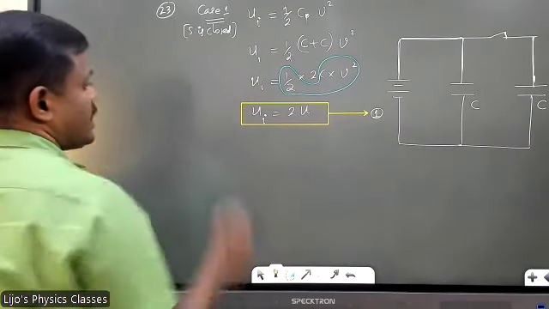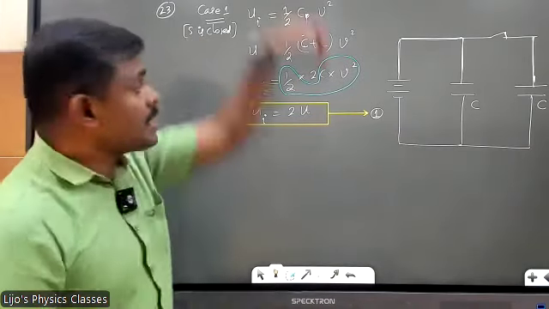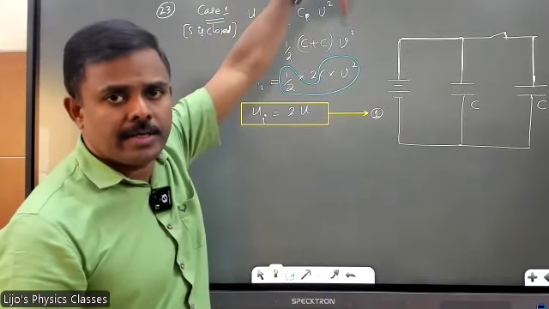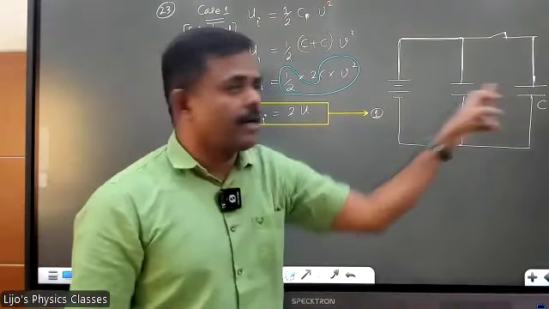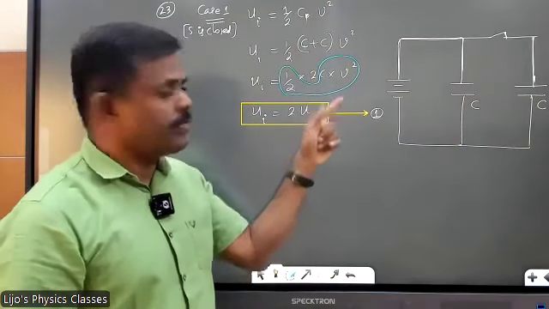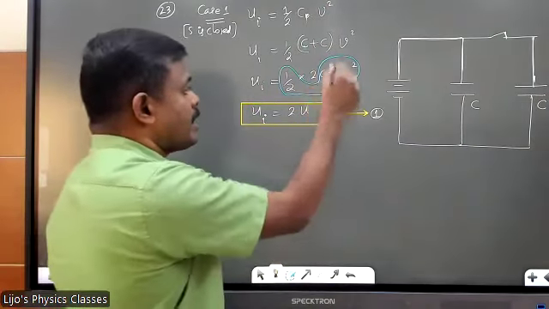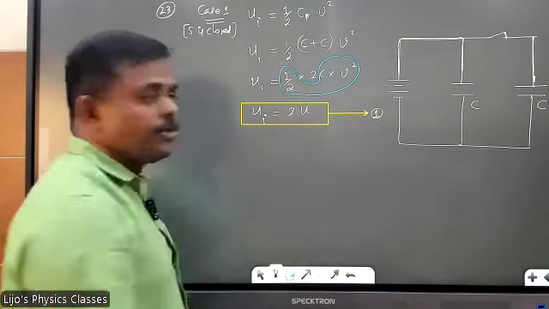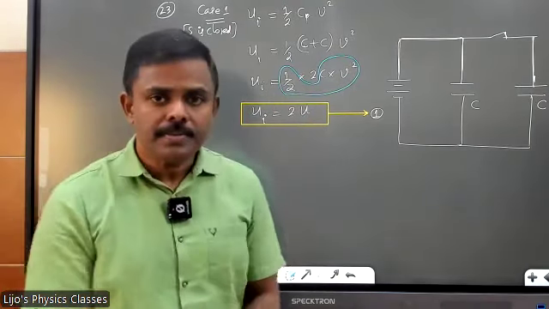So the energy is half into Cp into V square. Capacitors in parallel, Cp means C plus C. That is 2C into V square, with the half in front. And for easiness, I am taking half CV square as U. That makes it 2U.